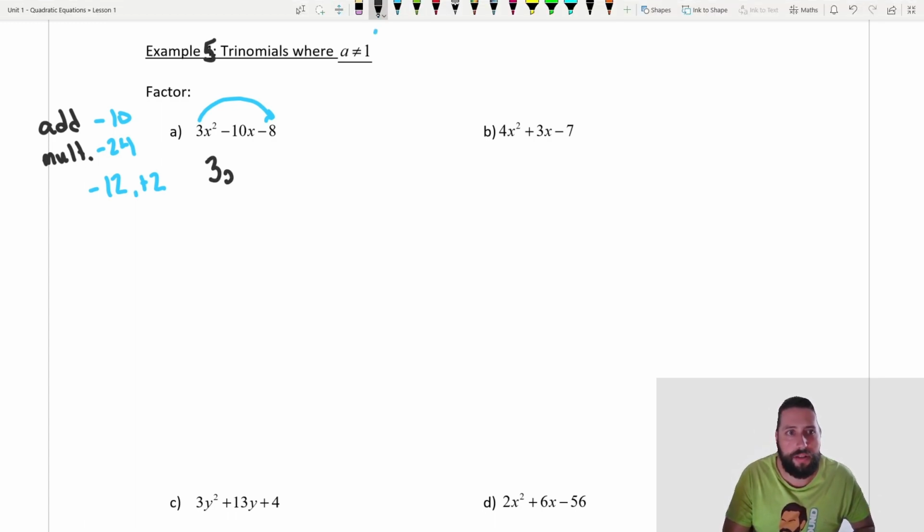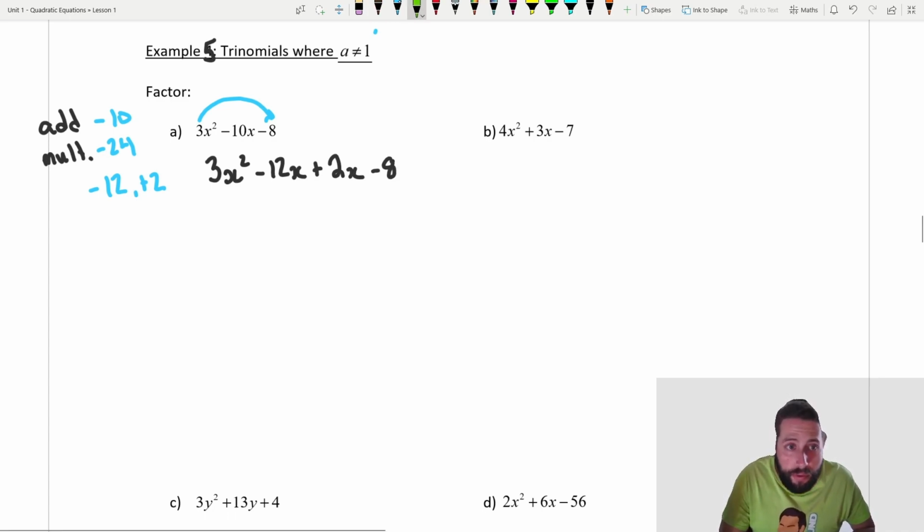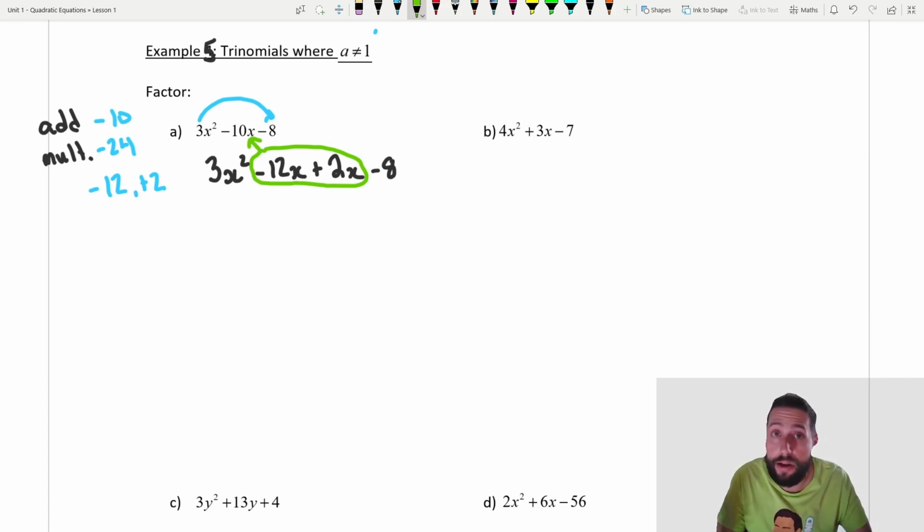So it's going to be 3x squared minus 12x plus 2x minus 8. Okay, so again, if we were to just look at this center part for a moment, these two still add to give you negative 10. So all we have done is rewritten that negative 10 so that they're the factors that we found. That's all we did.